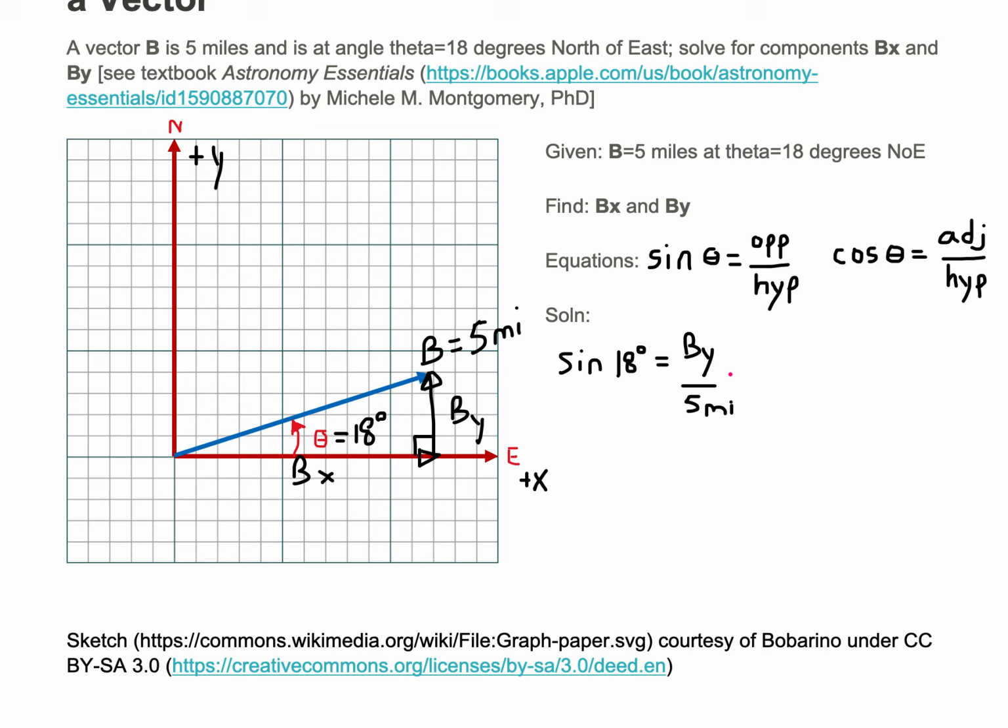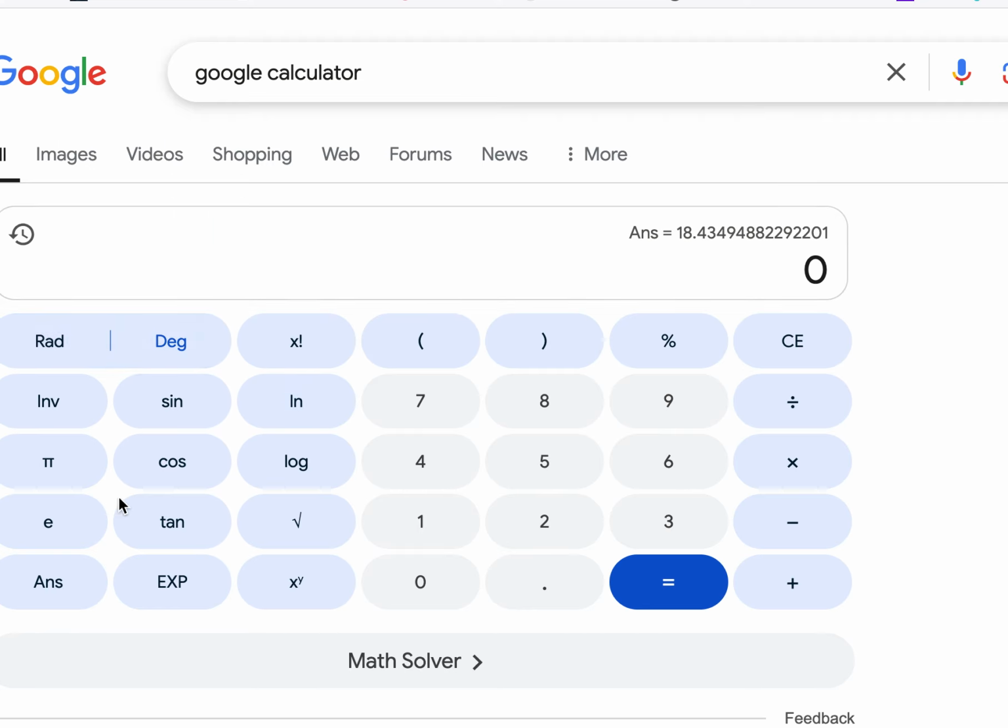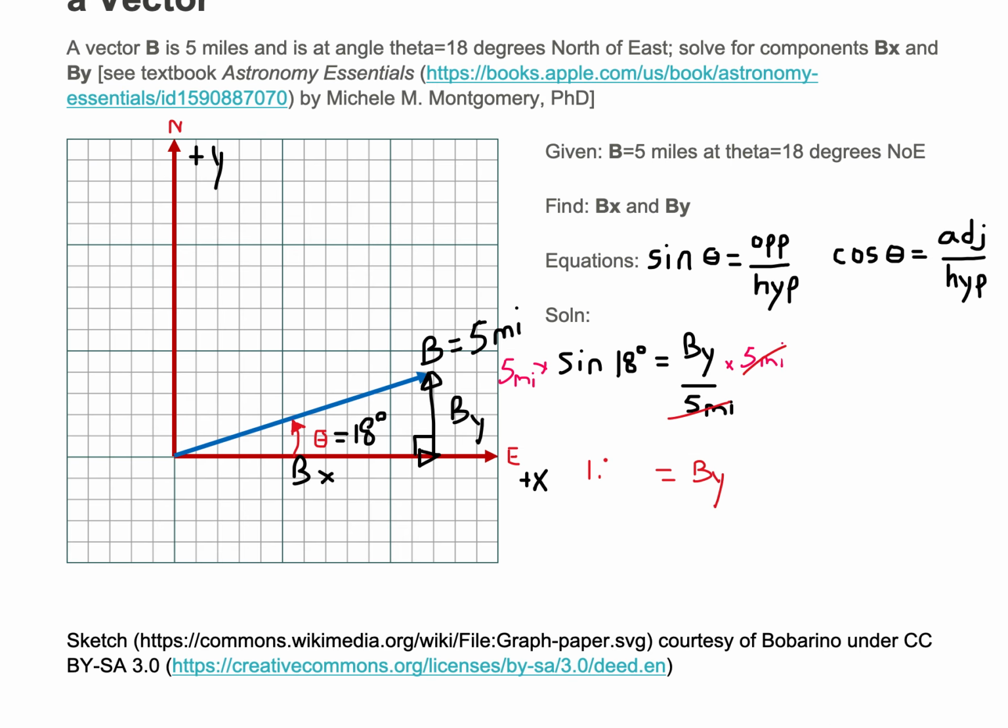So what we need to do is multiply both sides of the equation by 5 miles. On the right-hand side of the equation, we have 5 miles in the denominator canceling with 5 miles in the numerator, and the only thing we're left with on the right-hand side is by. And the left-hand side is 5 miles multiplied by sine of 18 degrees. Let's work on the sine of 18 degrees. We go to the calculator and click on the degree button. Then we hit sine, type in 18, close parentheses, and hit equal. That's the sine of 18 degrees. Now we need to multiply this by 5 miles. So we multiply by 5, and we get a value of 1.5. So our answer is 1.5, and the unit is miles.